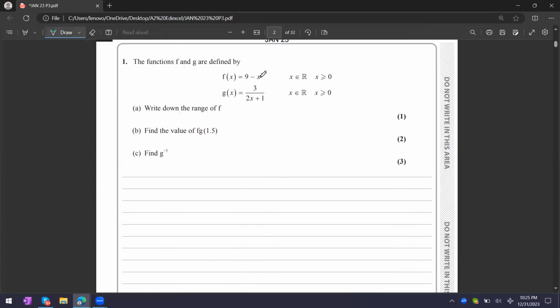Okay, f of x is 9 minus x square, where x is greater than or equal to 0. So x cannot fall below 0. Write the range of f. If you put x equal to 0, f of 0 will be 9. You put any number greater than 0, this f of x is going to decrease. So that means f of x is less than or equal to 9. For any value of x greater than 0, the range is going to be below 9.